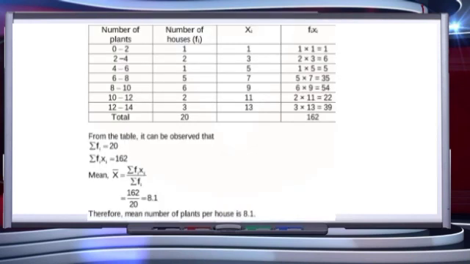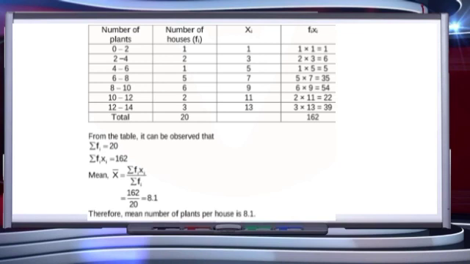Now for its solution, first we write the first two columns as such, of xi and fi, that is here the number of plants and number of houses. The number of plants is in the grouped form, so first we will find xi from that. Xi is the class mark, calculated by upper limit plus lower limit by 2. So here the upper limit is 2, the lower limit is 0. So 0 plus 2 by 2, that is 1. Similarly 2 plus 4, that is 6 by 2, that is 3.